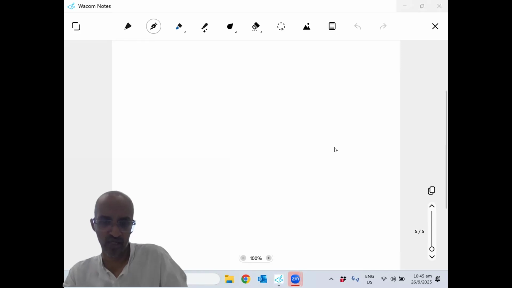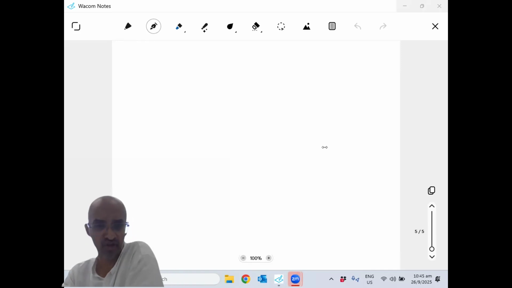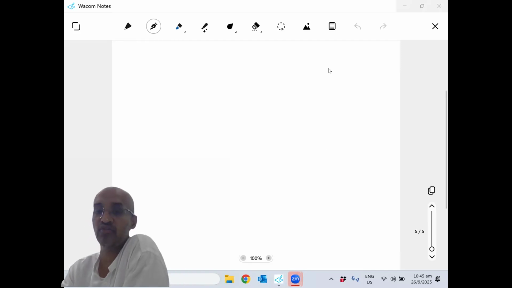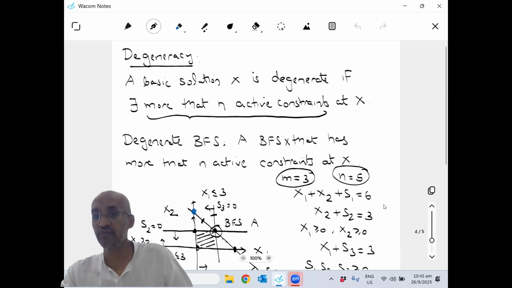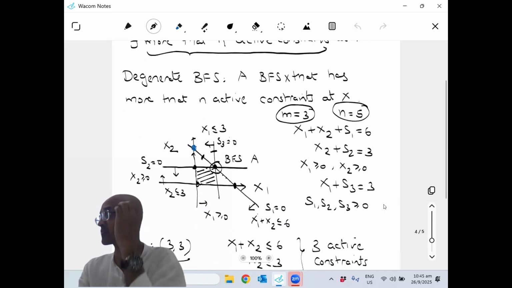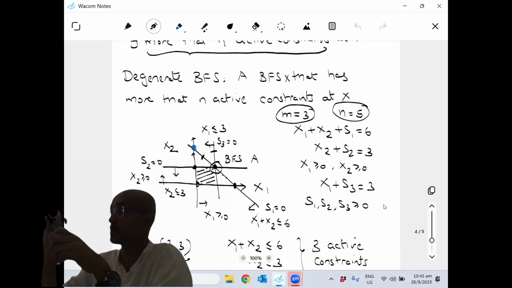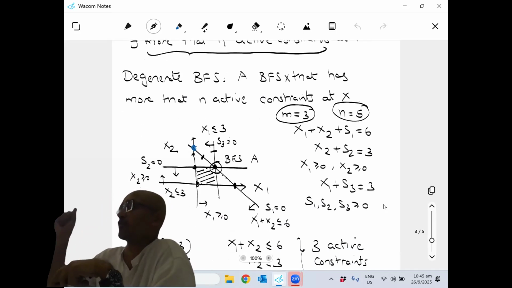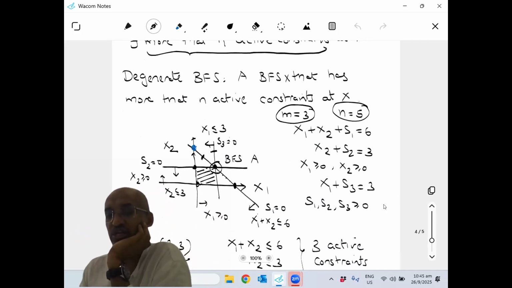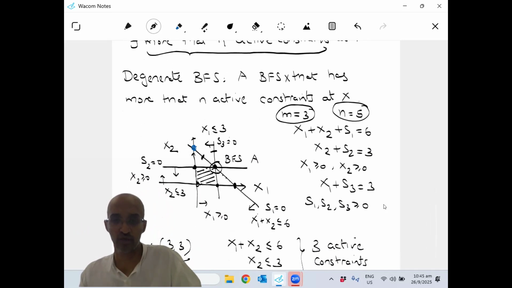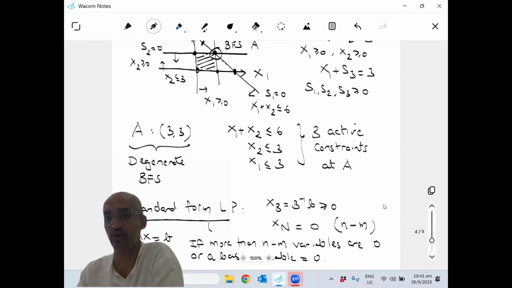How do you know there are too many constraints? Is there a rule for this number? So the rule is simple. Firstly, the concept of degeneracy relates to a point. This is a degenerate basic feasible solution, and this is a non-degenerate basic feasible solution. So you can have degenerate and non-degenerate basic feasible solutions.